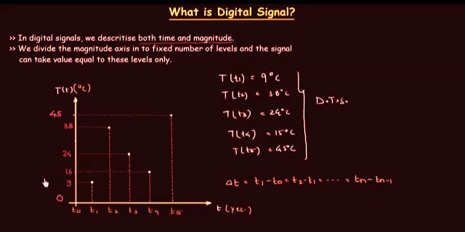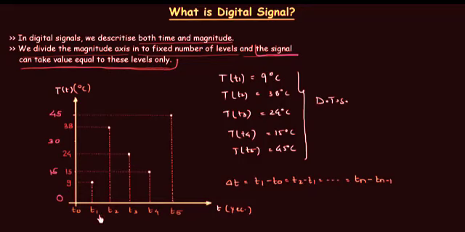I'm going to discretize this, and I will have the next level equal to 15 degrees Celsius and another level equal to 30 degrees Celsius. So we have 0, 15, 30, 45 as the allowed values for the temperature capital T. This temperature can take values equal to 0, 15, 30 and 45 only. We divide the magnitude axis into fixed number of levels and the signal can take value equal to these levels only. This line is very important, the most important part that you have to remember in digital signals. This signal can take value equal to these levels only, right?